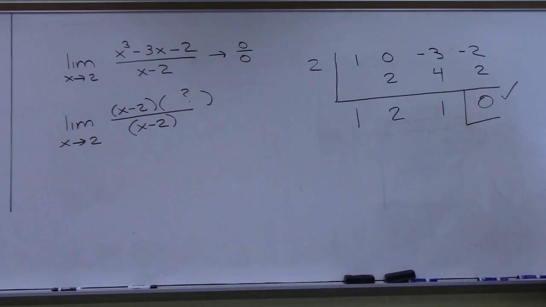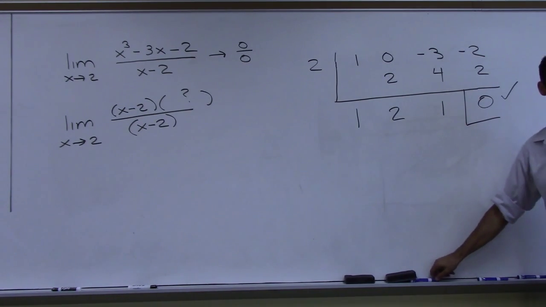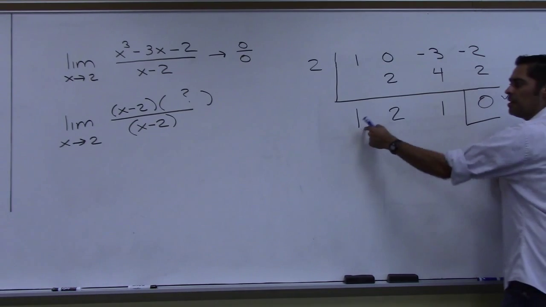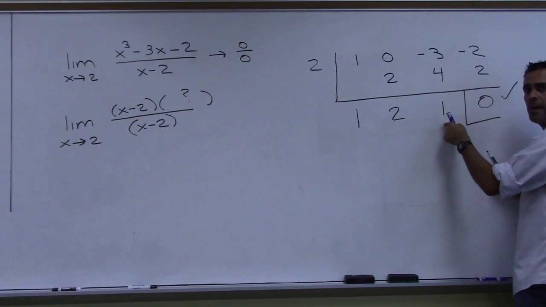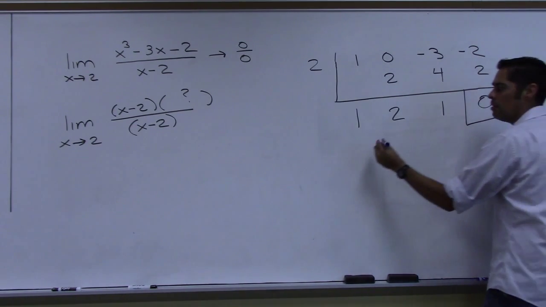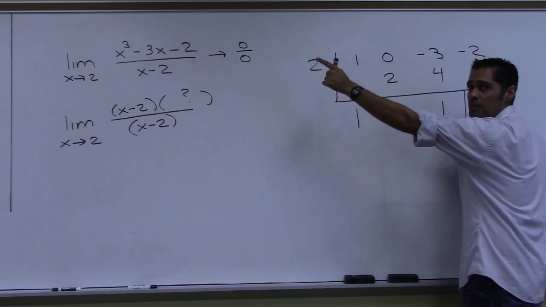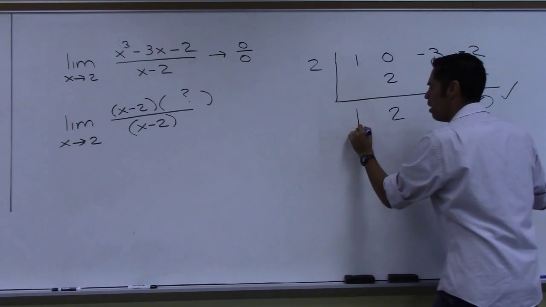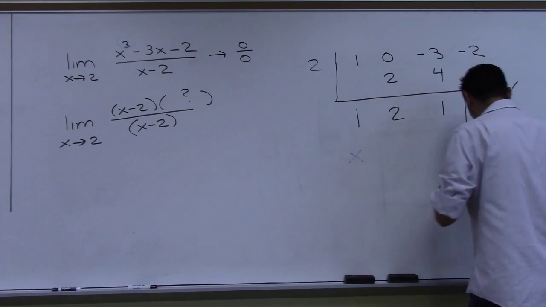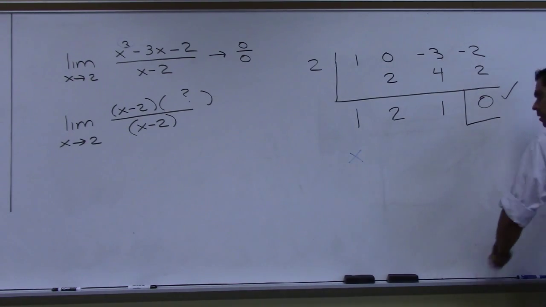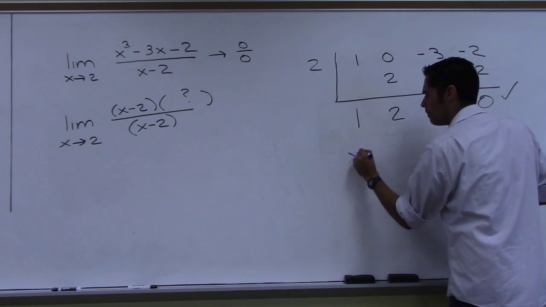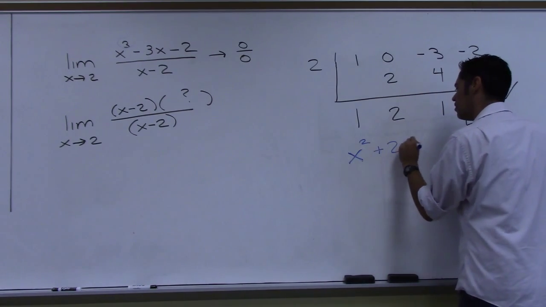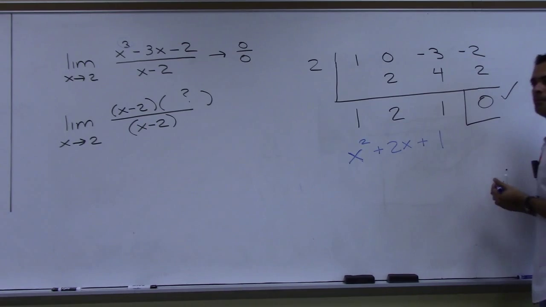Where's the rest of it then? Wouldn't it be x squared plus 2x? These three numbers are the coefficients of my answer. And I start with 1 power less than what it started with. So if it started at x cubed, then this is going to be 1x squared, so I may as well just write x squared plus 2x plus 1.